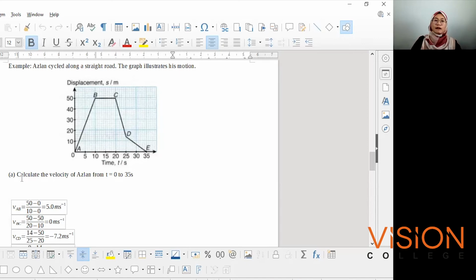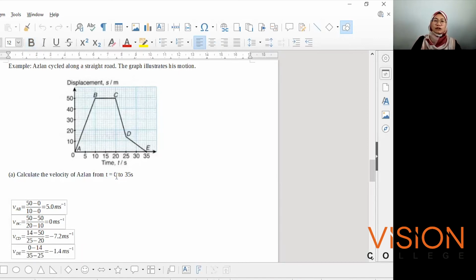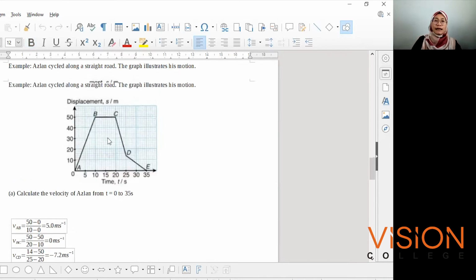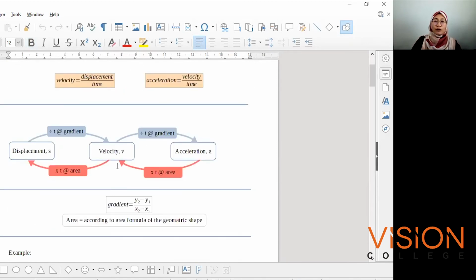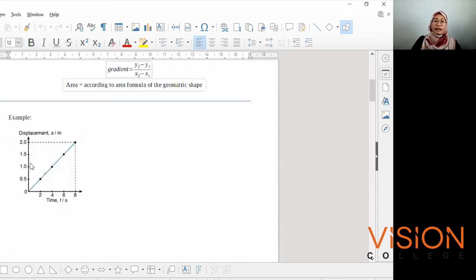Okay, so for example, if the question asks, calculate the velocity of Aslan from t equals 0 seconds to 35 seconds. So from here until here, what is the velocity? How can I find the velocity from a displacement-time graph? Again, look at the relationship from the displacement-time graph. I want to find velocity, so what do I have to do? I have to find the gradient. Okay, the gradient of which line?